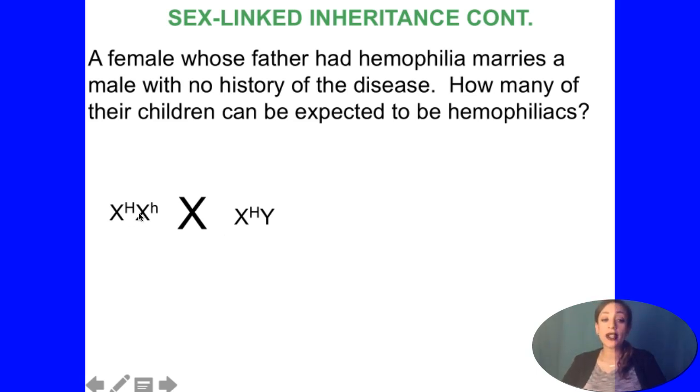So here's our female right here, and guess what? The only thing her dad could have passed on to her is that one X chromosome, because this one would have come from mom and this one would have come from dad. Dad is X little h and a Y, so the only thing he can give a daughter is that X. So he actually passed on this allele to this woman right here. So a female whose father had hemophilia marries a man with no history of the disease. We have a carrier female crossed with a normal male. How many of their children can be expected to be hemophiliacs? Like I said, if I were you, I would pause the video, take a second, go through this cross on your own and see if we come up with the same outcome.